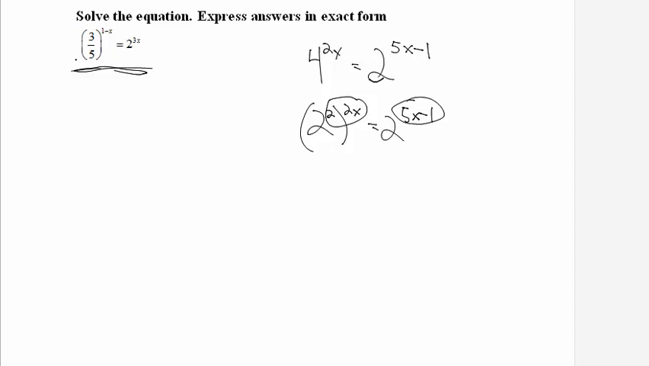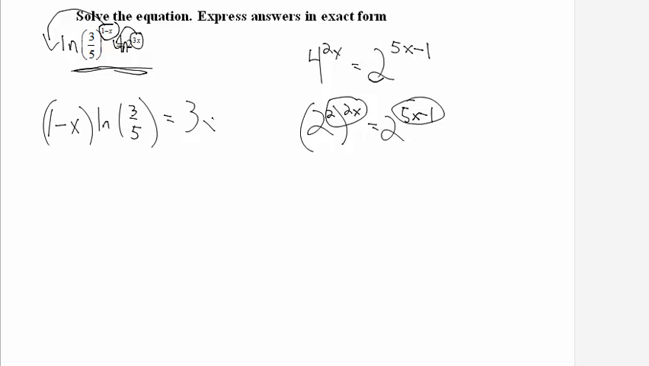But over here I'm not able to do that, so what I'm going to do is take the natural log of both sides. Okay, so I'll take the ln of both sides, and I apply the property where I take the natural log of an exponential expression, and it brings that power down for me. So that's going to be 1 minus x times the natural log of 3/5 equals, bring down the 3x times the natural log of 2.